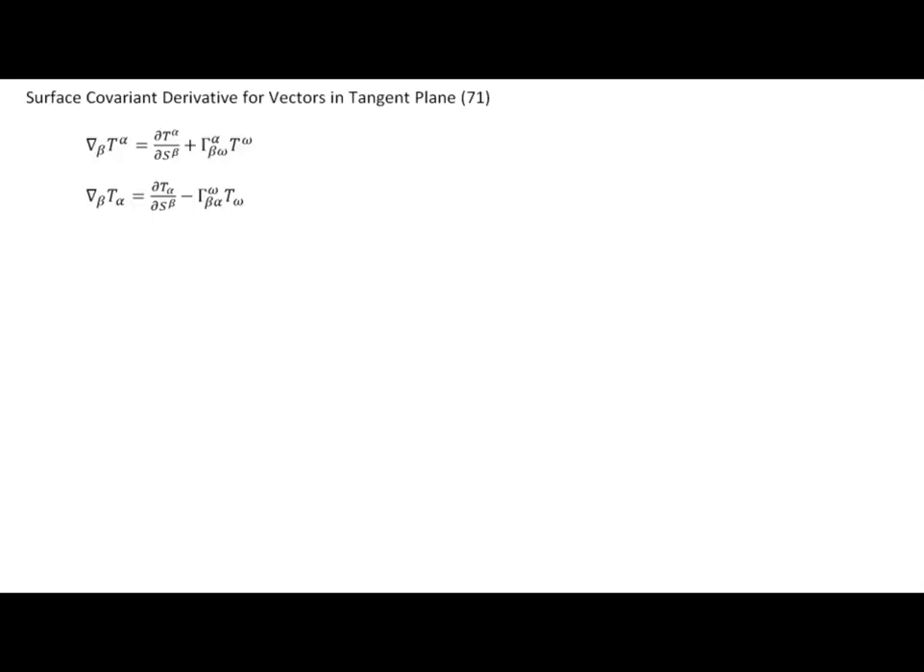The main takeaway for this video is that when we're dealing with vectors that lie in the tangent plane, then our definition for the covariant derivative, this surface covariant derivative, is exactly the same as you'd see it for a simple plane, or for any Euclidean space for that matter. We don't need to make any changes or modifications to the definition of the covariant derivative as long as the vectors lie in the tangent plane. However, when we use the covariant derivative as part of the operation of finding the partial derivative of a vector, we do have to make some adjustments.